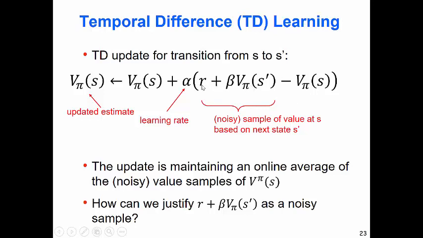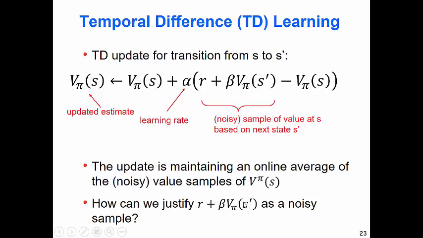Does this make sense? Does anybody have an idea of why this might make sense as something you would like to move your value towards? This is kind of serving as a noisy estimate of the value of V of S. Why would that make sense? I was in state S, I took the policy action and I saw a reward, and then I know what the value function estimate is in that next state. Let's assume that we had the perfect value function estimate at S prime, the next state. Let's assume it's a deterministic reward function. This would be very close to a sample of the value function here.